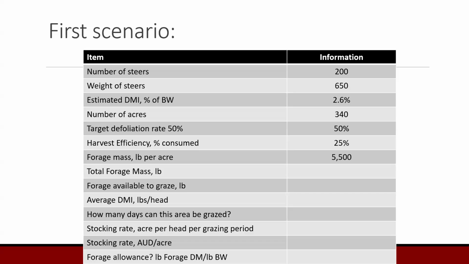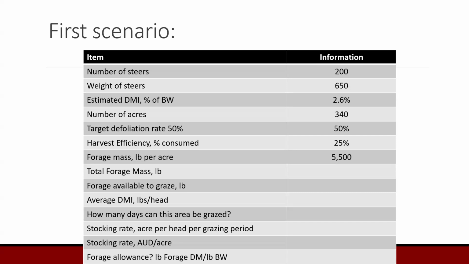So what is our stocking rate in acres per head per grazing period? We have 340 acres and 200 head, so 340 divided by 200. Our stocking rate in animal unit days per acre is 52.7. That sounds reasonable.